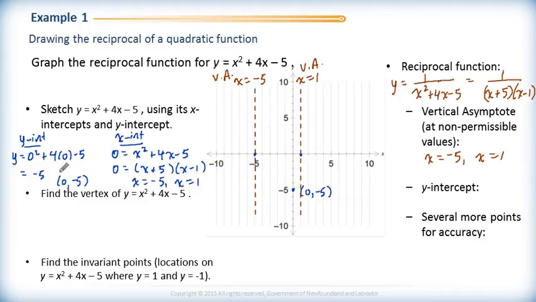So I draw in my vertical asymptotes at those two locations. While I'm at it, the y-intercept of the parabola is (0, -5). So for our reciprocal graph, that will end up at (0, -1/5), right around there somewhere.